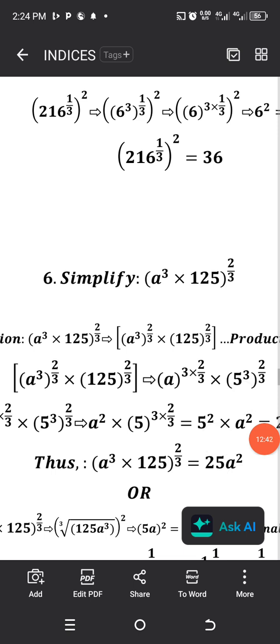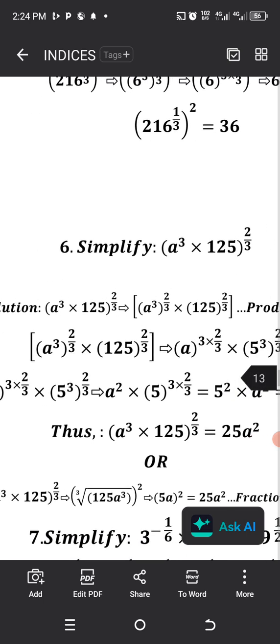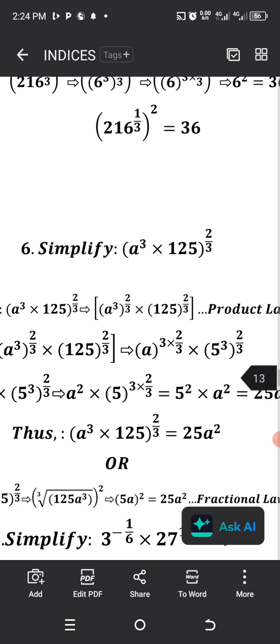So if you are given this kind of question, how are you going to simplify it? Inside parentheses, we are having a raised to power 3 multiplied by 125, everything all raised to power 2 over 3. 2 over 3 is a fractional index. So you are going to apply the fractional law. So you can see that I've used the product law at first instance. I'm still going to use the product law.